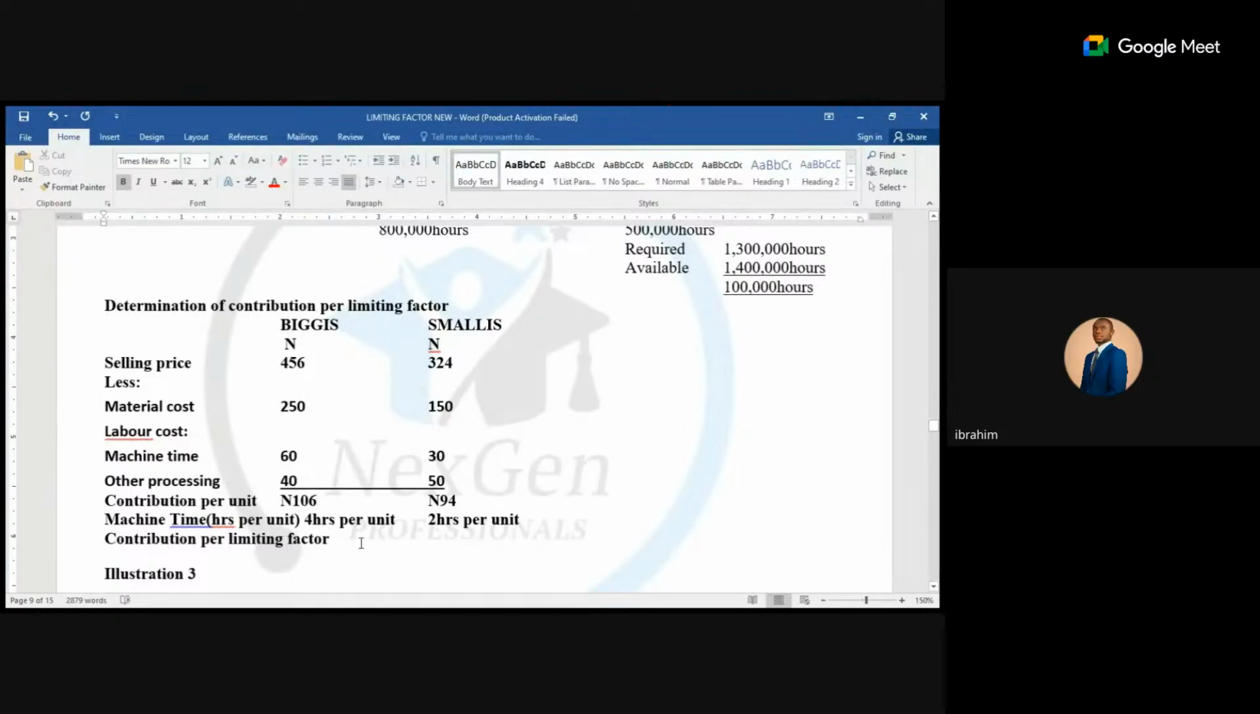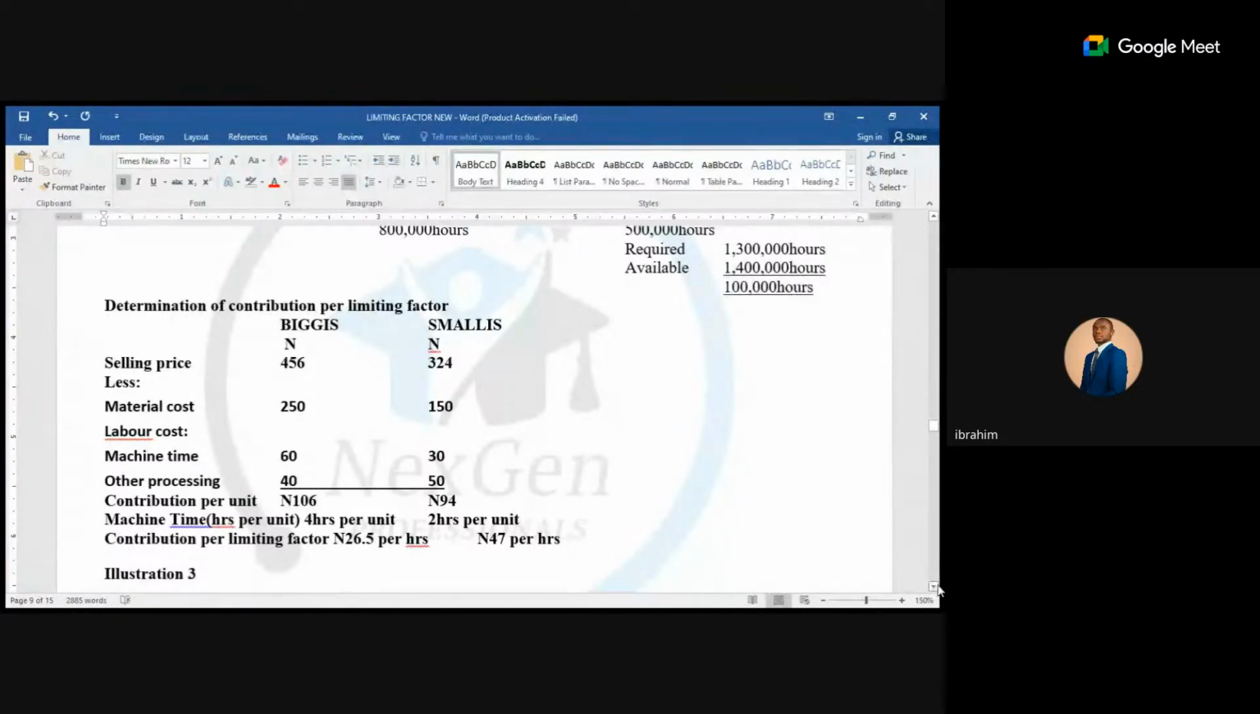Rejoice. What do we have here? We have 26.5 naira per hour. What do we have here? We have 47 naira per hour. Okay, thank you.